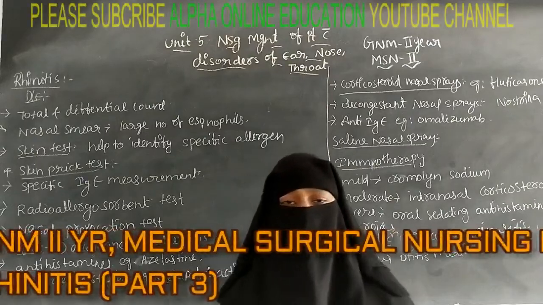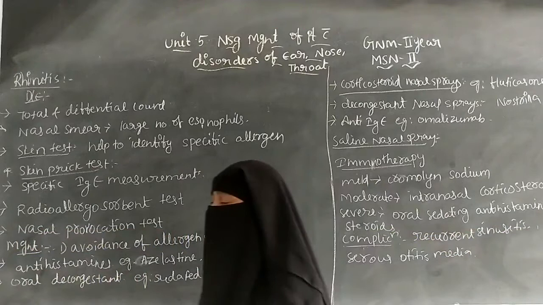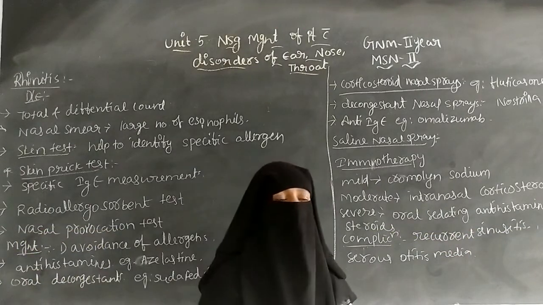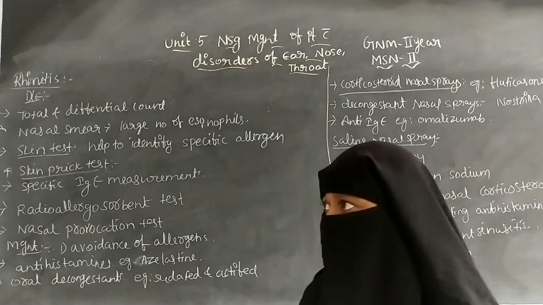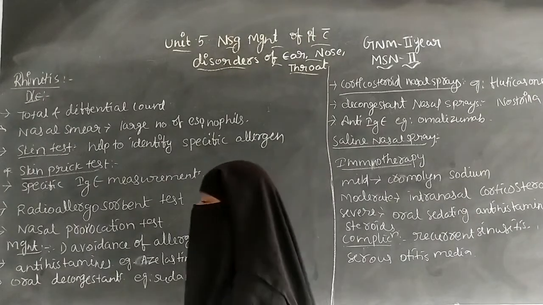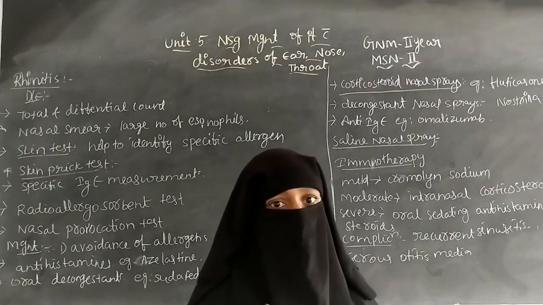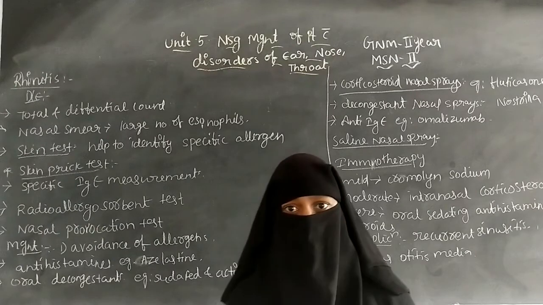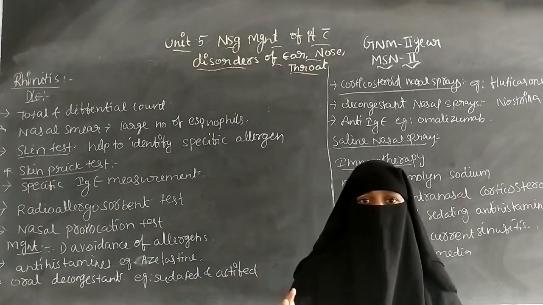About the medical surgical nursing 2 for the GNM second years. In this we are going to discuss unit 5, that is nursing management of patients with disorders of ear, nose and throat. In part 1 and part 2 we have seen allergic rhinitis and non-allergic rhinitis, and this is part 3 about rhinitis.